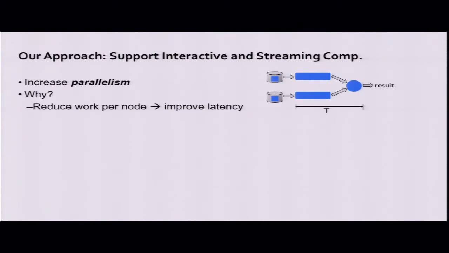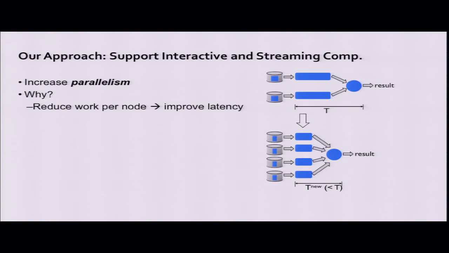The second one, to support this interactive and streaming computation, so how can you reduce the duration of a job? One way to reduce it is to parallelize it, right? Increase parallelism. So here is another simple example. Say you have now 2 maps, and this is a reduce, and you get a result. The maps read from the disk, and this is how long it takes, capital T. If I can execute the same job on 4 nodes, so I have now 4 map tasks instead of 2, and if I can partition the data correspondingly, I can be much faster. Right?